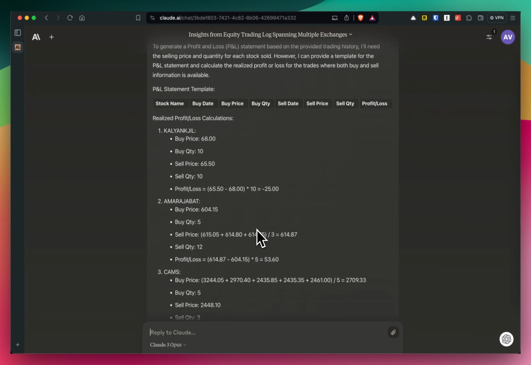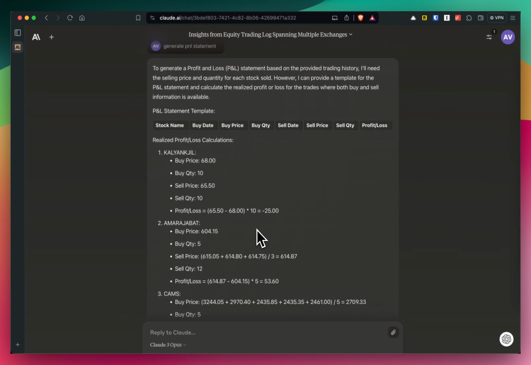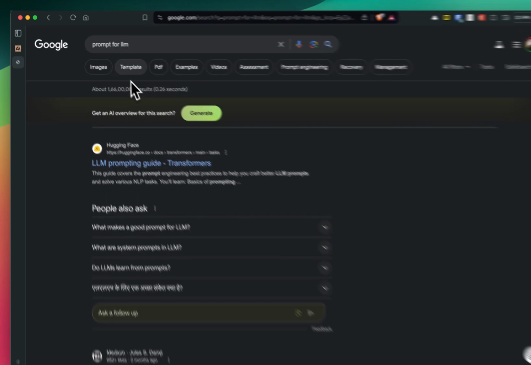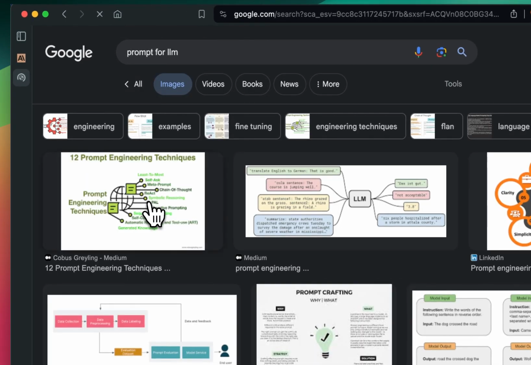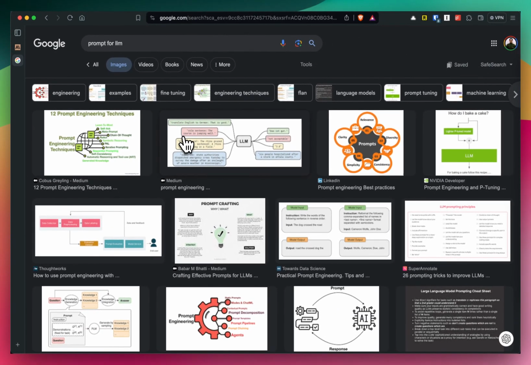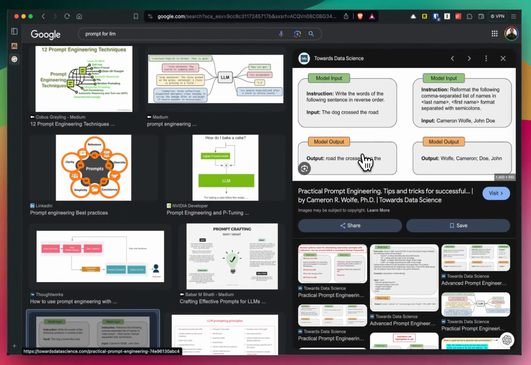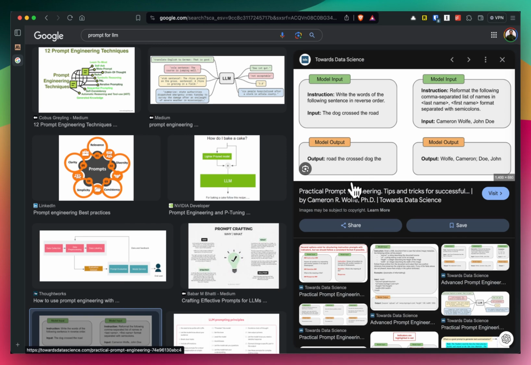So what we can do is generate a prompt. And what is a prompt for an LLM? Let's call it a set of instructions. It's basically a well-defined guide to a model that you can use to optimize the output. So you have a model input like: write the words of the following sentence in reverse order. The dog crossed the road. Output: road, the crossed dog, and so on.